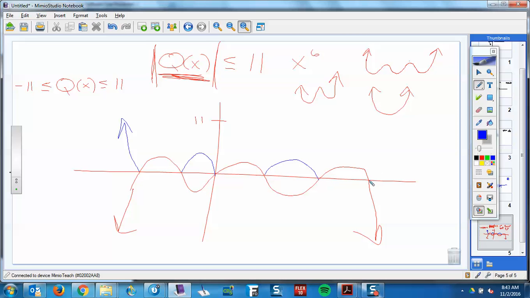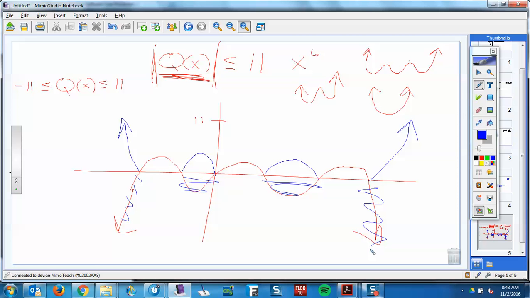This would be the picture of Q. Does that make sense? With bars around it? Now, is it possible that that stays less than or equal to 11? No, because these are going to keep going, right?